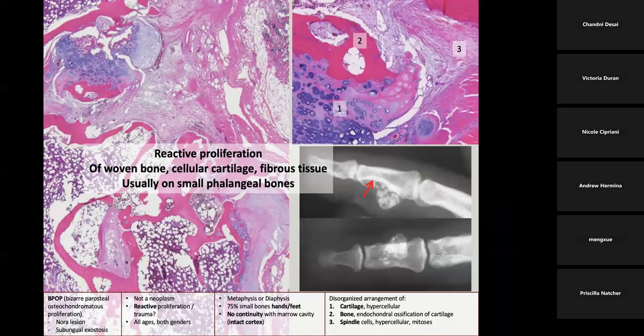The second lesion is BPOP, or bizarre parosteal osteochondromatous proliferation, which is probably a kind of hematoma of a complex organization of woven bone, of cellular cartilage, and of fibrous tissue that's usually present on the small phalangeal bones. You can see here it is not in continuity with the marrow. It causes this thickened rim of cortical bone. And it's generally this haphazard proliferation of those three things.